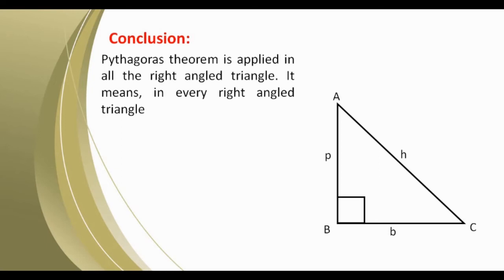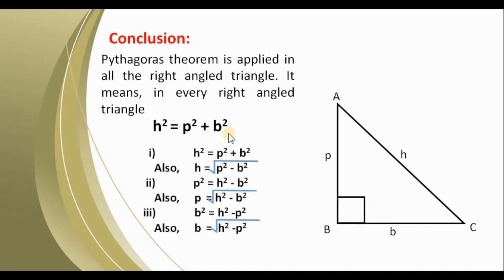In conclusion, we can say that Pythagoras theorem is applied in every right angled triangle. It means that in every right angled triangle we can apply H square equal to P square plus B square and also its derived relations.